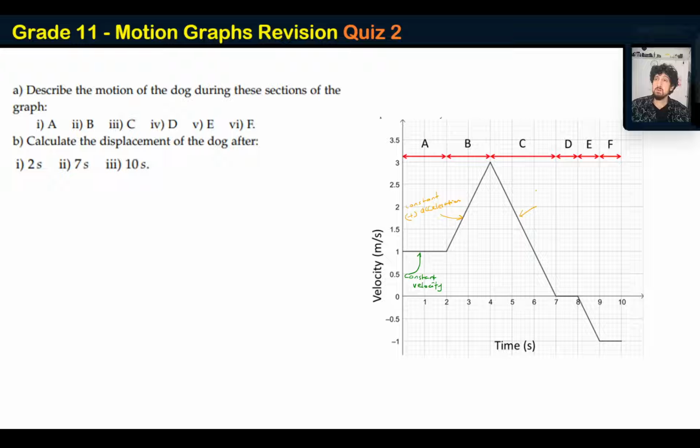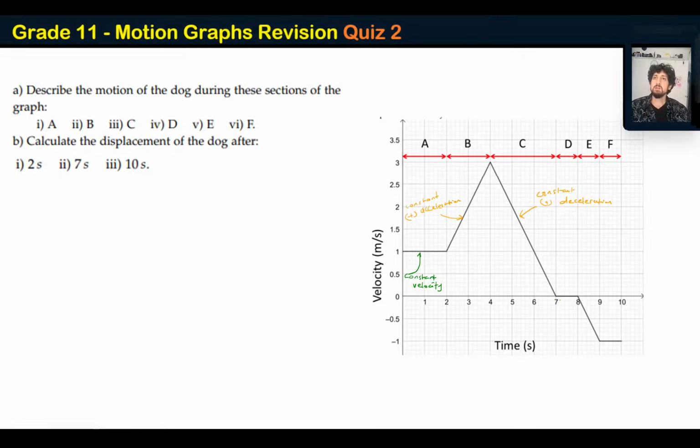What about here? Well, that's also constant, and that's also positive. But this time it's not acceleration, it's slowing down. So we call that deceleration. So it's constant positive deceleration. Now some of you might be wondering, how is it positive? Well, it's because it's above the 0. So it is slowing down, but it's still going in a forward direction. In this case, the dog is slowing down, but he's still moving forwards.